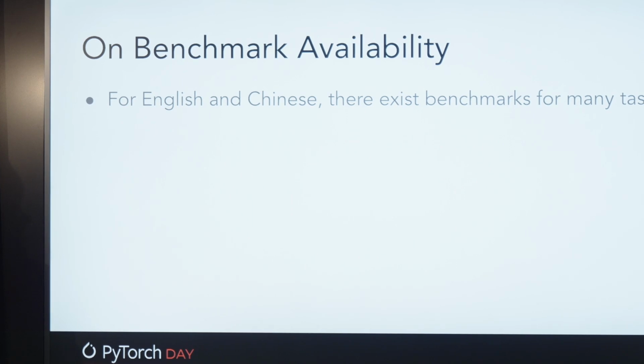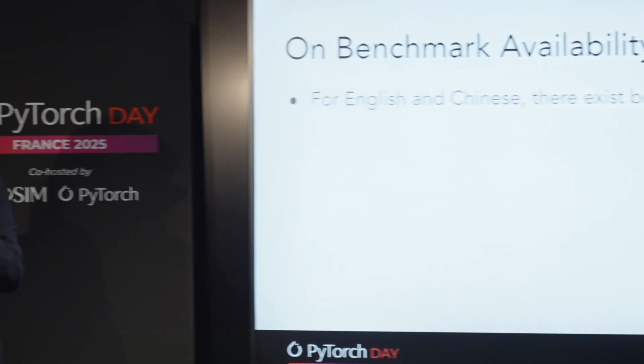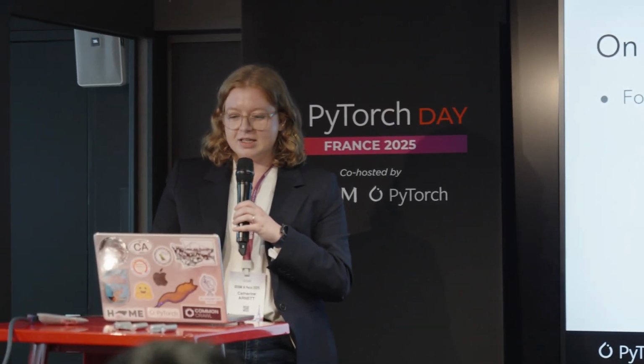Just before I go into the best practices, a note about benchmark availability, which is the problem that I run into the most. For English and Chinese, and other pretty high resource languages, you generally have benchmarks that exist for the task that you're interested in, but there's a pretty steep drop off in availability as you go into lower resource languages. This is a nice figure from a recent paper that shows that even from English to Chinese there's still a pretty sharp drop off, and then once you go down, there's a very long tail of languages for which there exist very few benchmarks.